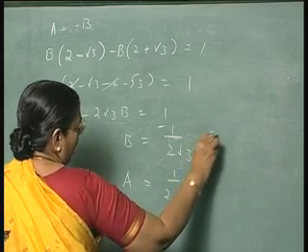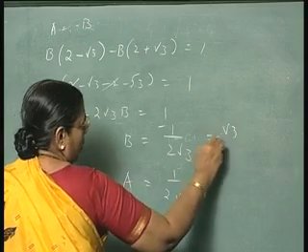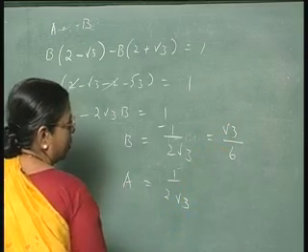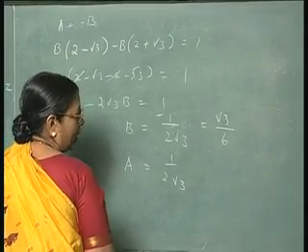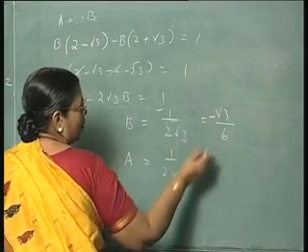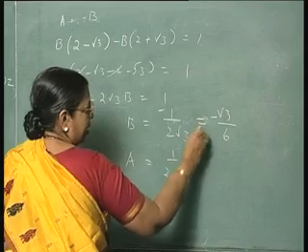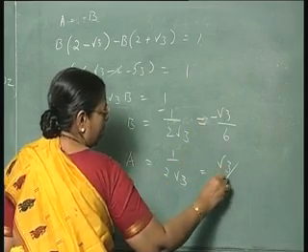So, this you can write as, multiplying the numerator and the denominator by root 3, root 3 by 6, you get this. Similarly, this is minus root 3 by 6 and this is root 3 by 6.